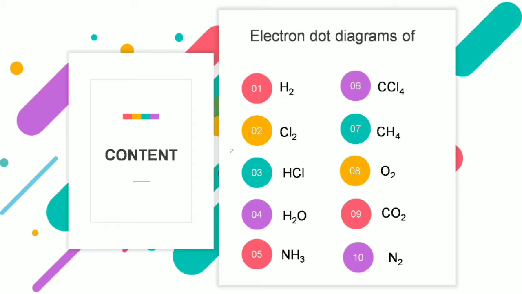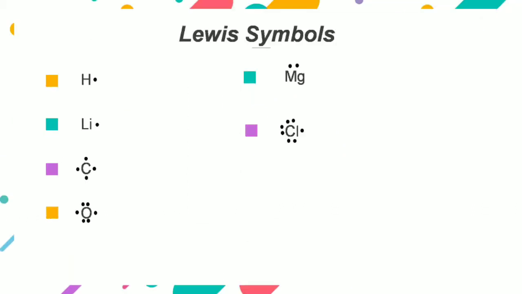These electron dot diagrams are drawn with the help of Lewis symbols of atoms. A Lewis symbol is a symbol in which the electrons present in the valence shell of an atom are represented by dots around the symbol of the element. For example, hydrogen's symbol is H and it has one electron in its valence shell. So the Lewis symbol of hydrogen is represented by placing one dot around H.